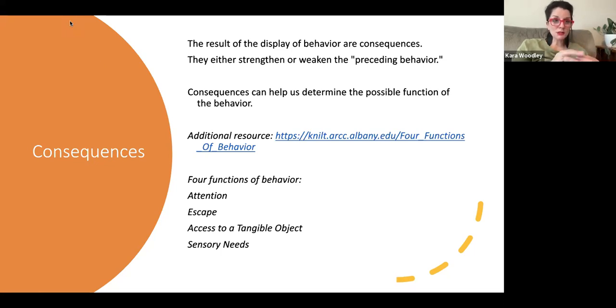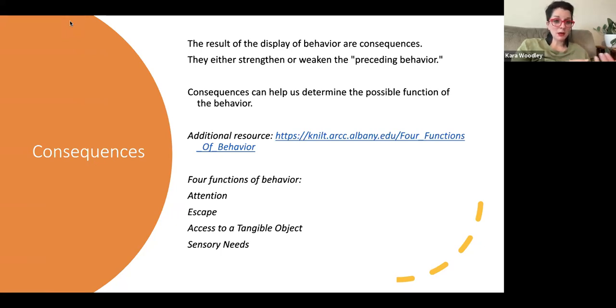The consequence of this behavior can help us determine the possible function of the behavior. Why did he do that? I put an additional resource here that's not in the reading, just to talk about the 4 functions of behavior if you're not familiar. Lots of researchers say that there are 4 functions of behavior. We do it for attention, escape, access to a tangible object, or sensory needs.